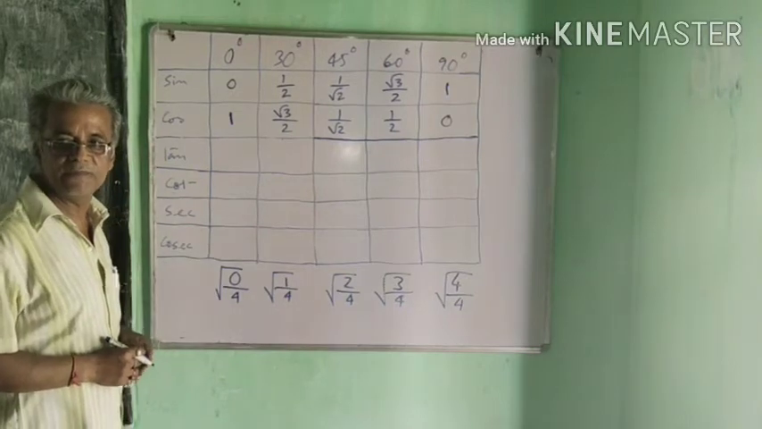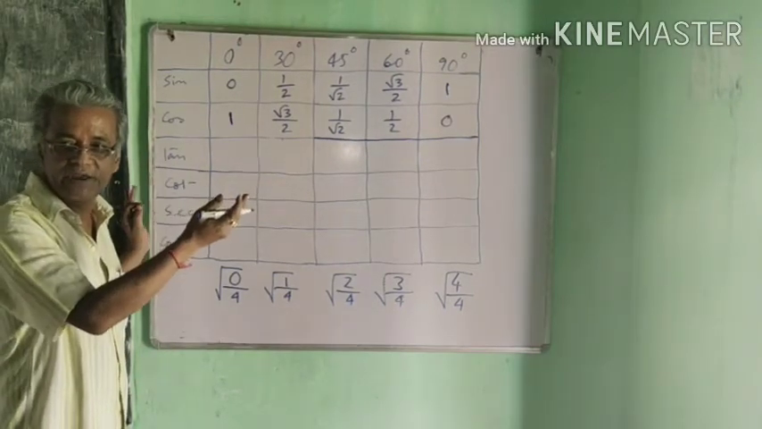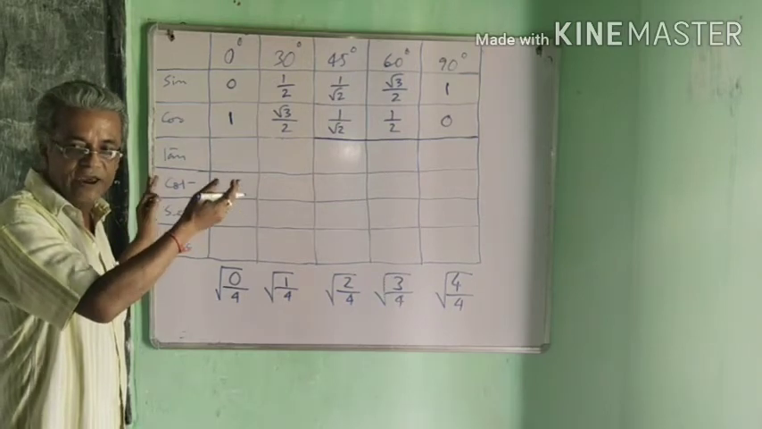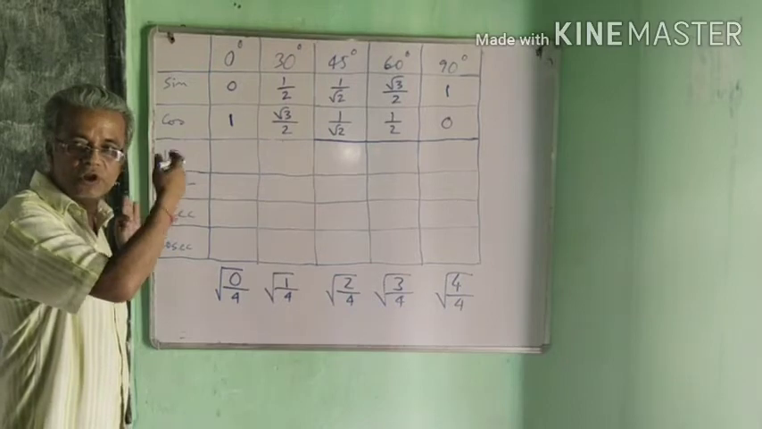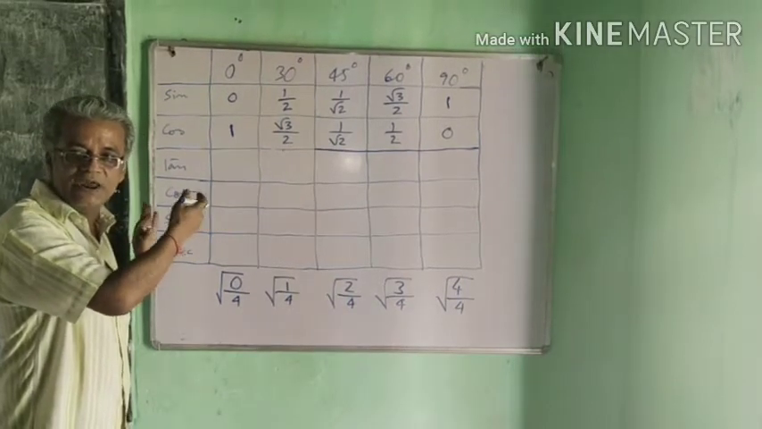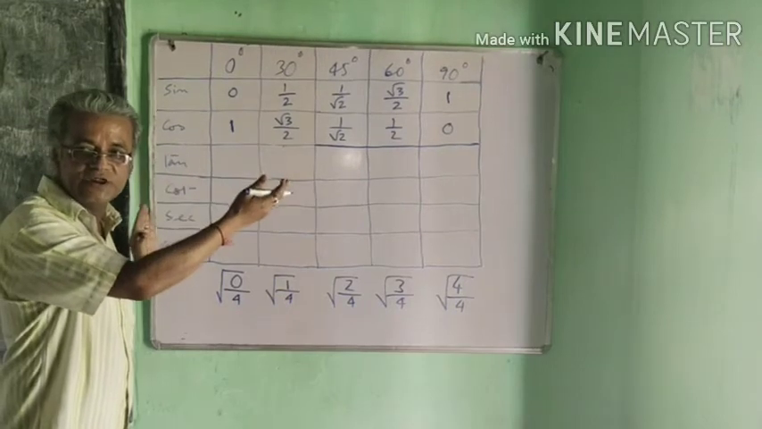So what we see? We see sine 0 degree is cos 90 degree, sine 30 degree is cos 60 degree, sine 45 degree is cos 45 degree, sine 60 degree is cos 30 degree, and sine 90 degree is cos 0 degree.